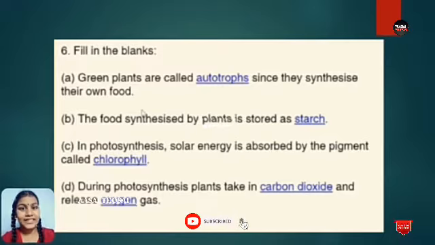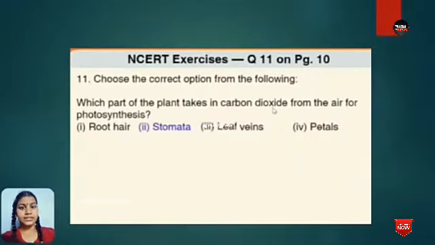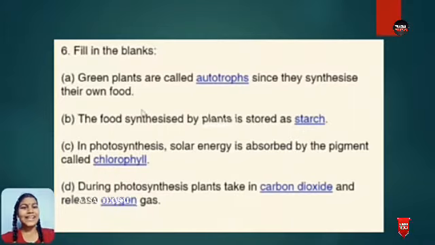Fill in the blanks. This fill-in-the-blanks exercise is there in the NCERT book. Green plants are called autotrophs since they synthesize their own food. The food synthesized by plants is stored as starch. In photosynthesis, solar energy is absorbed by a pigment called chlorophyll. During photosynthesis, plants take in carbon dioxide and release oxygen gas through the guard cells. Those guard cells are present in the stomata.